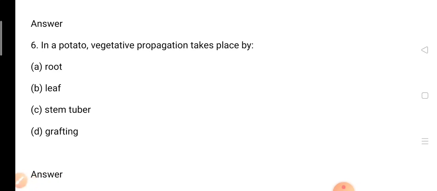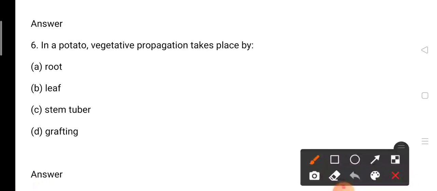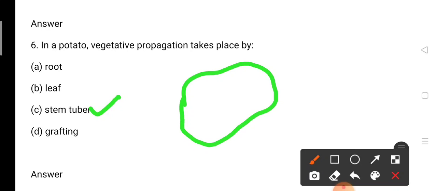Now the next question, number 6: in potato, vegetative propagation takes place by. The options are root, leaves, stem tuber, grafting. In potato, we have observed that the stem tuber is the vegetative part that is responsible for making new potato plants. We have observed in the case of potato that its body contains some small eyes on the potatoes.